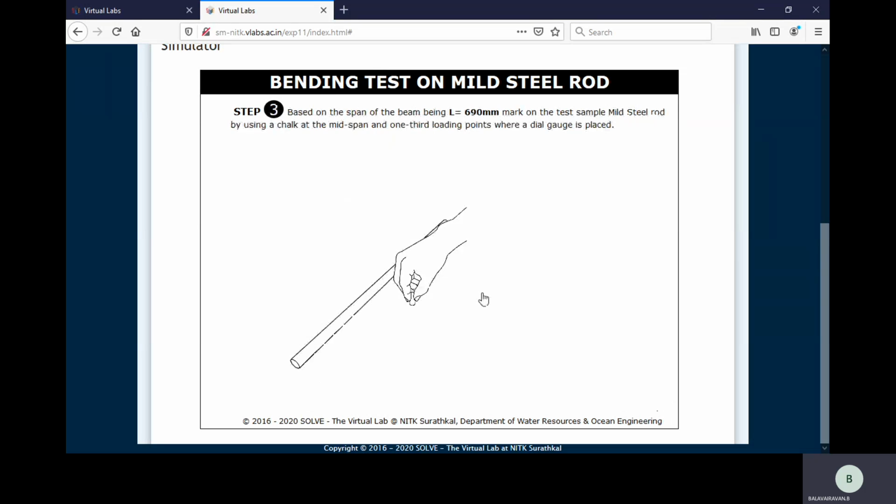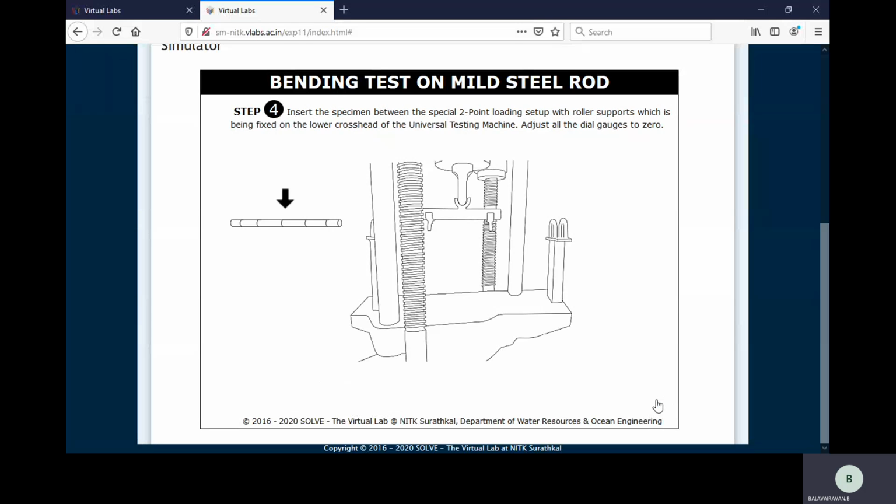Number 3, mark the length of the specimen as well as one third of the length where the dial gauge will be located. The total length is 690. This is the span, and these two points are one third of the length of the specimen. Then step number 4 is to fix the mild steel specimen on the UTM machine.